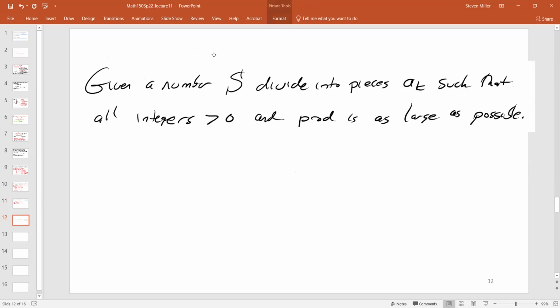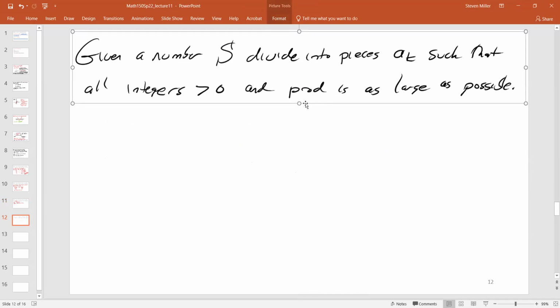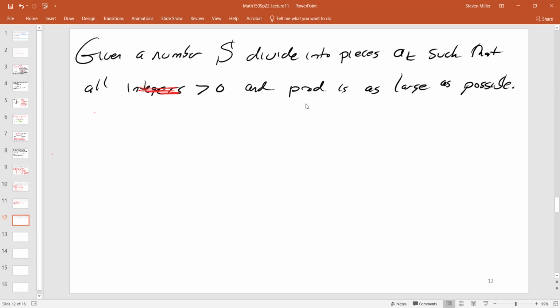All right. So let's do the case n equals 1. What's the best way to break up S into one piece to maximize the product? I really have no choice. A1 equals S, done.